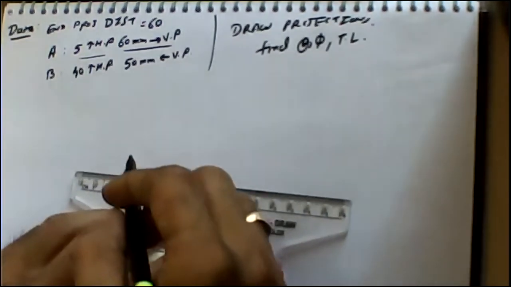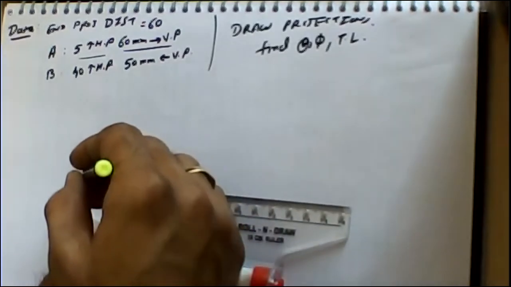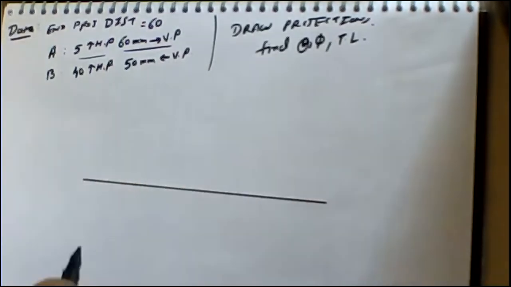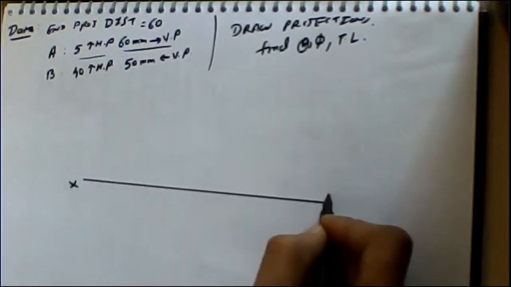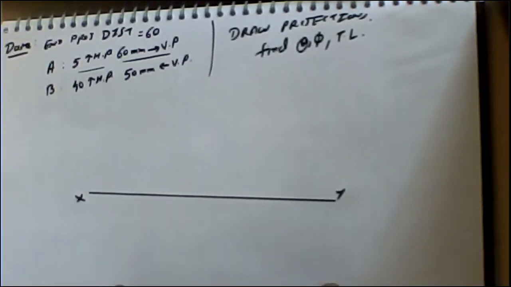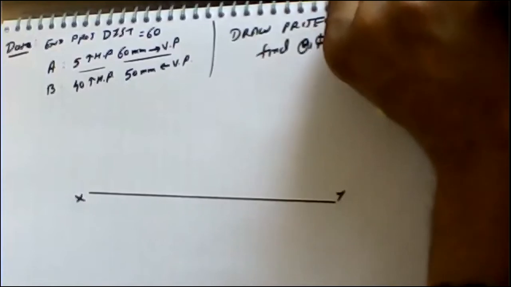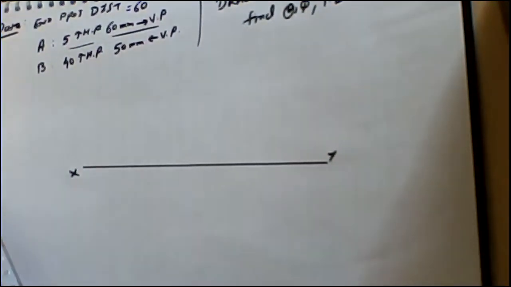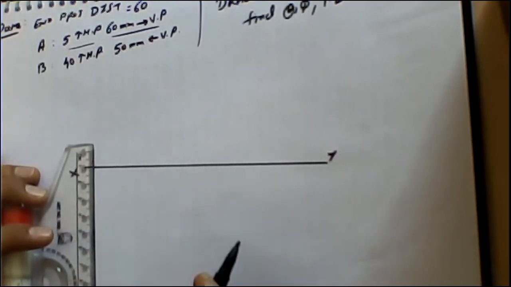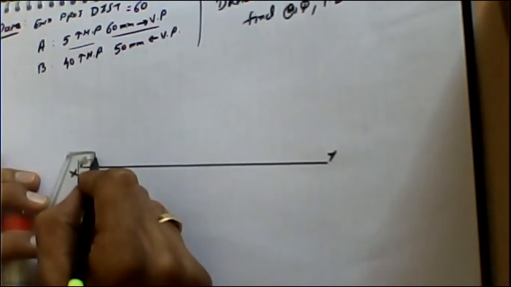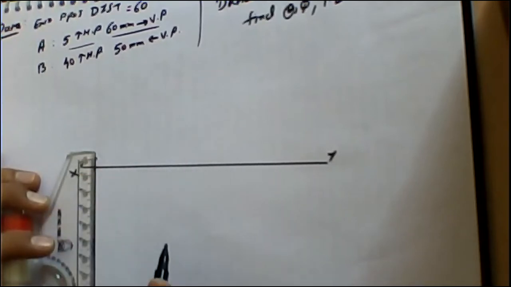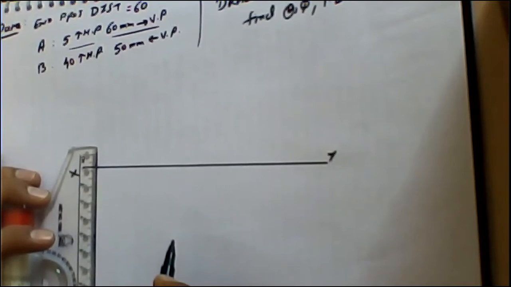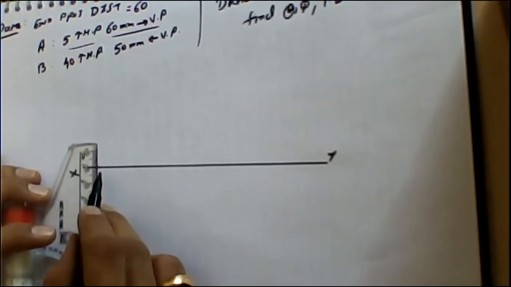So we are going to have a reference line over here, and that reference is going to be called XY. Now we need to work on the other details which are available. Point A, its location is given, it is 5 mm above HP. So we are going to take a point over here, and for 60 mm in front of vertical plane, we are going to take a 60 mm point over here.